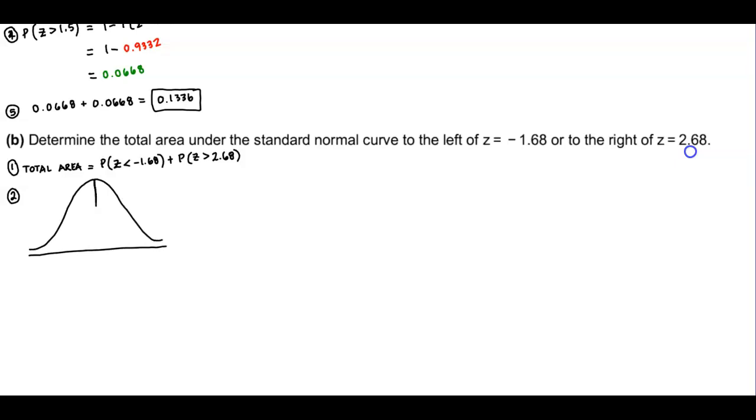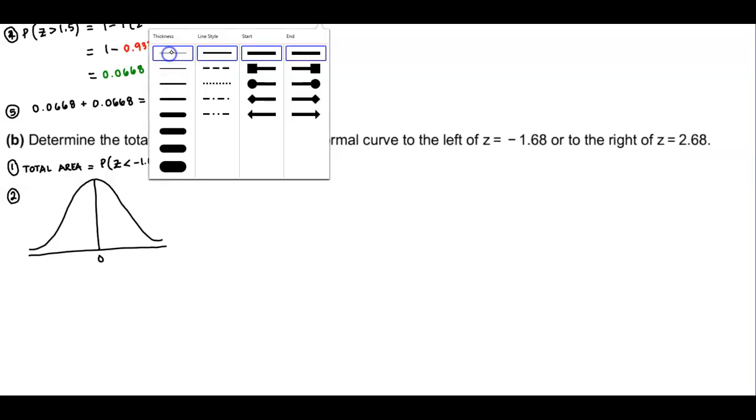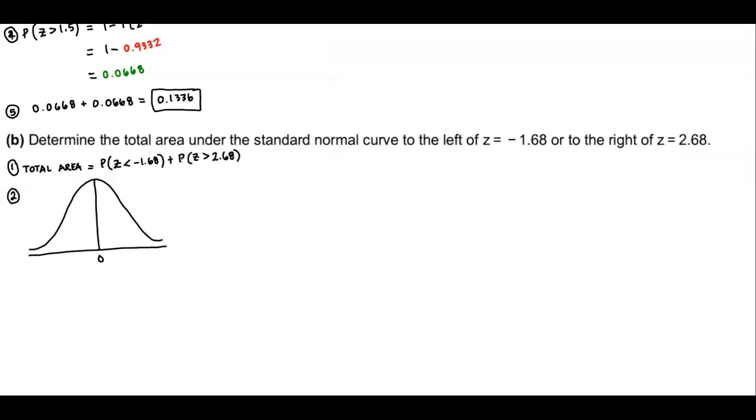Again, since we're dealing with z-scores, we know that our mean is 0. We also know that we have a z-score at negative 1.68, so we want to find the area to the left of that z-score. And then over here, we have positive 2.68, and we want to find the area to the right of that.